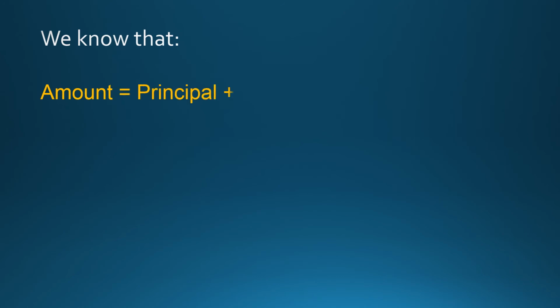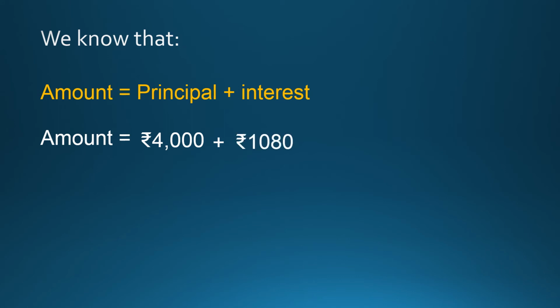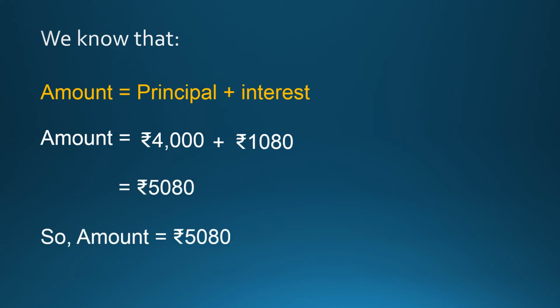Now we find the amount and we know that amount is equal to principal plus interest. Now put the value. Principal is equal to rupees 4000, so write down rupees 4000. Then write plus symbol as it is. And simple interest is equal to rupees 1080, so write down rupees 1080. Now do the addition. We get rupees 5080. So amount is equal to rupees 5080.